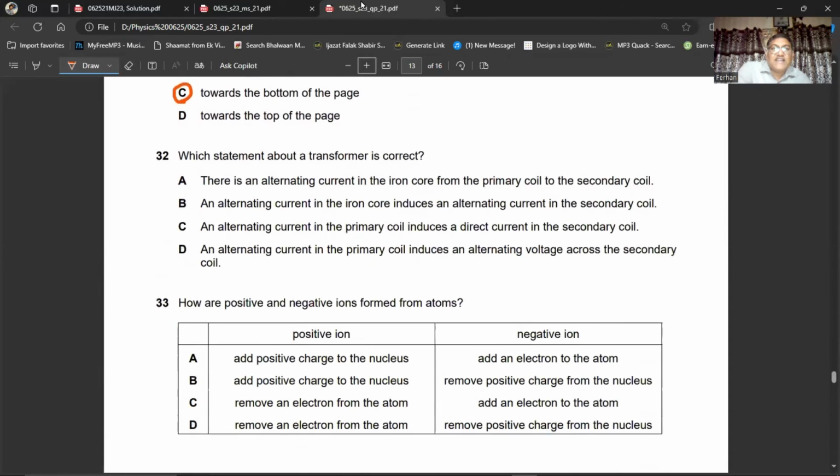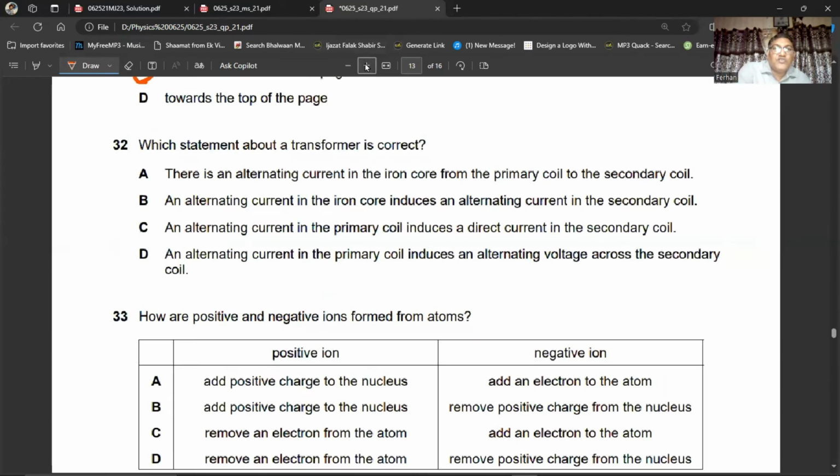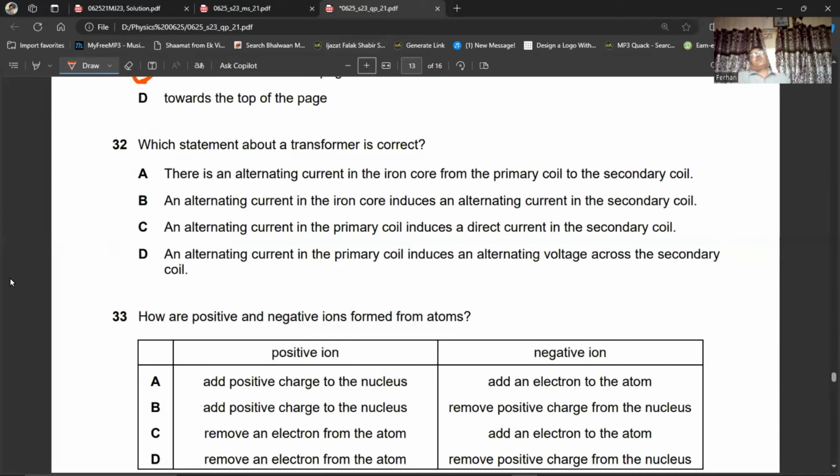Okay, so we are going to the next question, and that is question number 32. He says, which statement about a transformer is correct? You know, the transformer is used to change the voltage or change the current. There is an alternating current in the iron core from the primary coil to the secondary coil. No, in the core there is no current. In the iron core there is no current. The current is in the primary coil, the current is in the secondary coil. An alternating current in the iron core induces an alternating current in the secondary coil. No, in the iron core there is no current. An alternating current in the primary coil induces a direct current in the secondary coil.